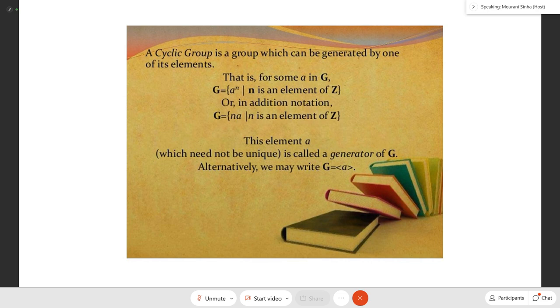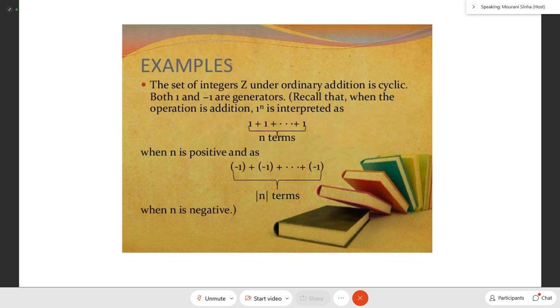Okay. So a cyclic group is a group which can be generated by one of its elements. That's fine, we have discussed that so many times. Okay, this color will not go here. Let's change it to blue. Yes, blue will go. So G equals a to the power n, such that n belongs to the set of integers Z. That's what they're saying. A belonging to G is more important. Or in additive notation, it is na. So we have told you in additive notation it has to be na, and otherwise a to the power n. And if a is the generator, we write it like this. So this is the definition of a cyclic group.